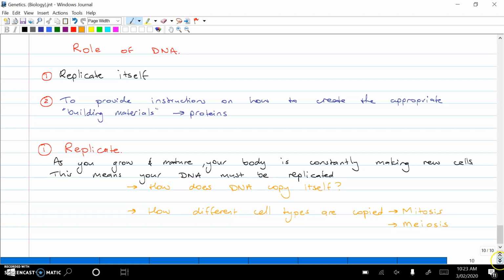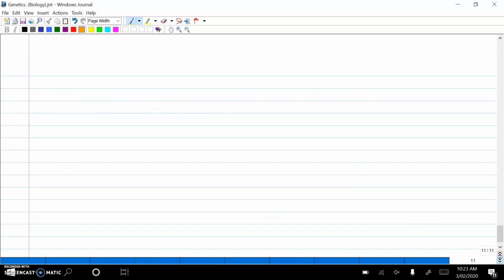All right, so the first thing we want to have a look at, come on, next page, there we go, is how does DNA copy itself? And it goes through, I suppose, a very, very simple process. Let's draw ourselves a DNA ladder. I'm going to keep it nice and simple. So here is our ladder.